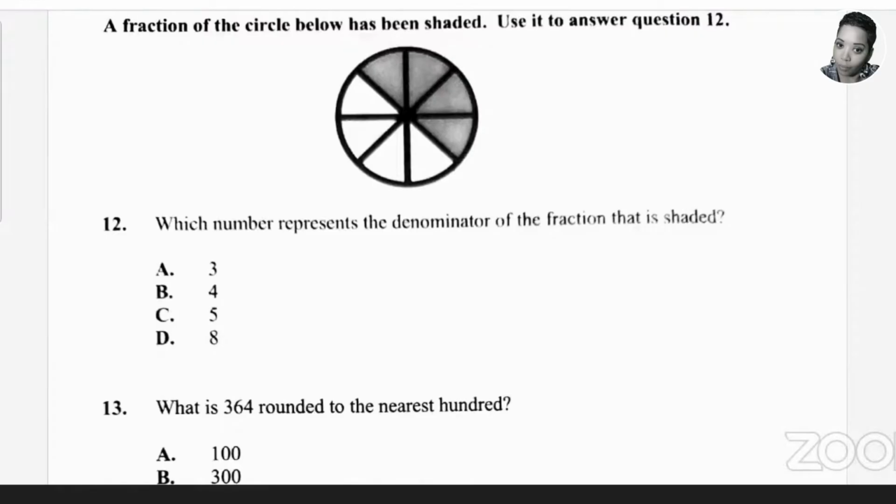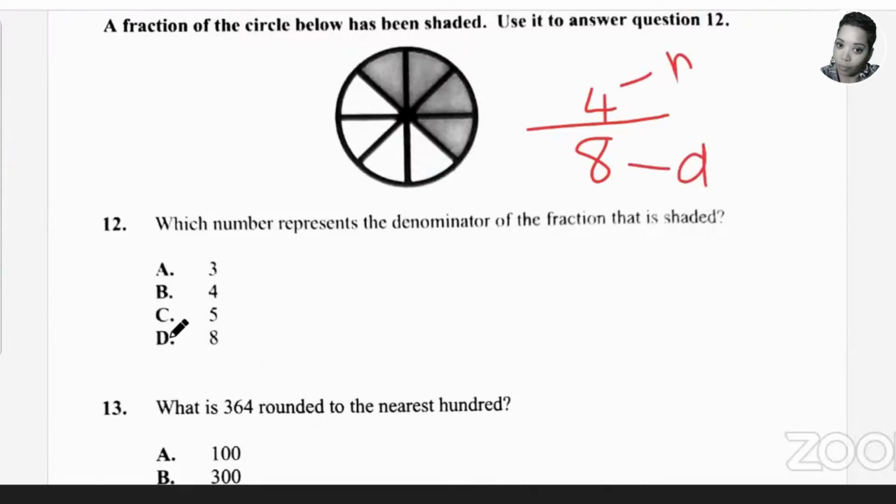So again, you have to know the different parts of the fraction. The number at the top, that's the numerator, and the number at the bottom, that's the denominator. So let's look at this fraction. It was originally divided into 1, 2, 3, 4, 8 parts. So we know that this fraction is out of 8 parts. How many parts have been shaded? 4 parts. So this fraction is 4 over 8. Again, remember this number at the top, that's the numerator, and this number at the bottom, that's the denominator.